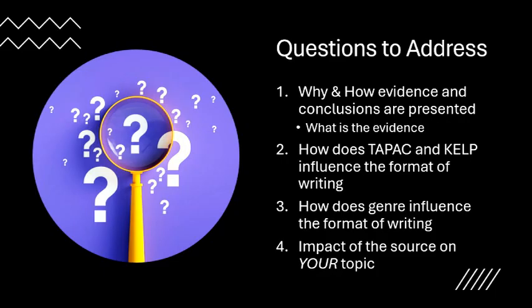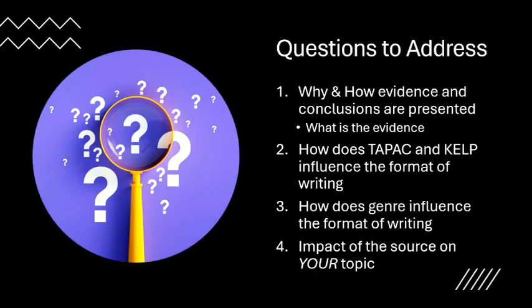So, I do give you some questions to address, and I would tell you right now, if you just do these four, you're going to have a really solid start to your critical analysis, because this is what it's asking you: why and how evidence and conclusions are presented. So the first question that you should ask when you're starting to evaluate a source is, what is the evidence? What are they putting forward? Once you know what the evidence is, and there might be more than one piece, then start asking, why is that the evidence and conclusion? Why is that the choice? And then once you've said why, how is it being presented?